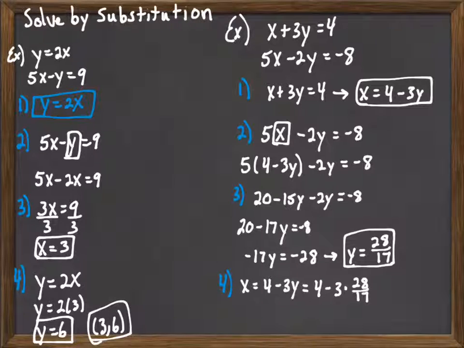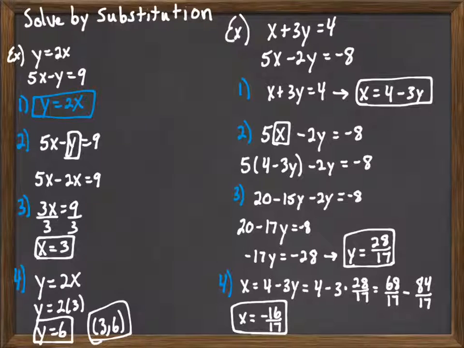So we multiply 28 over 17 by 3. Alright, so at this point I'm going to have a common denominator to add these fractions. So I'm going to take that 4, which is really 4 over 1, and I can rewrite that as 68 over 17, and then 3 times 28 is 84, so it'll be 84 over 17, so we have 68 over 17 minus 84 over 17, and so we just simplify. We get that x is negative 16 over 17. Okay, so these are some examples of our substitution method, and we'll continue in our next video.